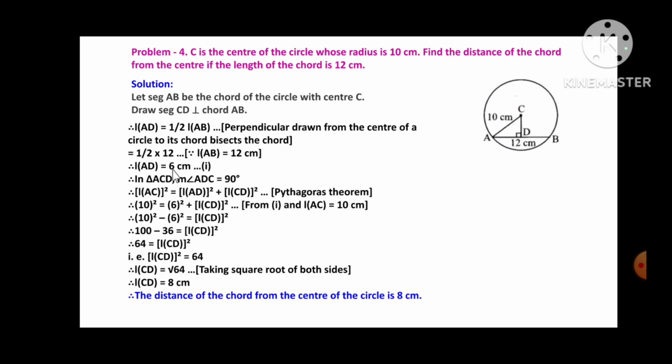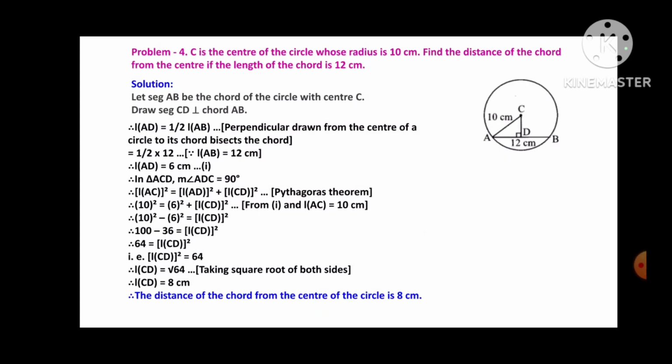AD is 6 centimeter. So in triangle ACD here, we use Pythagoras theorem. AC square is equal to AD square plus CD square. We will put the values. AC is 10 square, which is equal to AD 6 square plus CD square. 10 square minus 6 square is equal to CD square. 10 square is 100, 6 square is 36, is equal to CD square. Therefore CD square is equal to 64. Therefore taking square root on both sides, CD is root of 64, that is 8 centimeter. So the distance of the chord from the center of the circle is 8 centimeter.